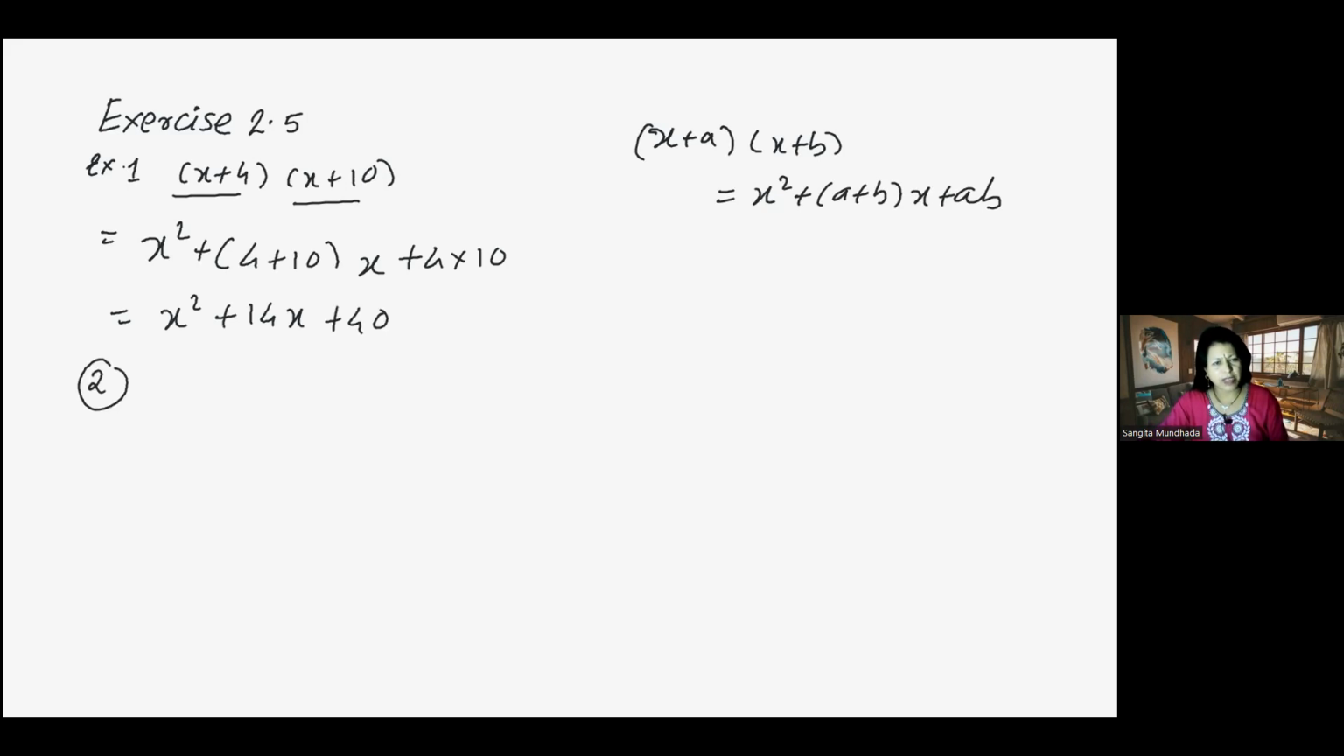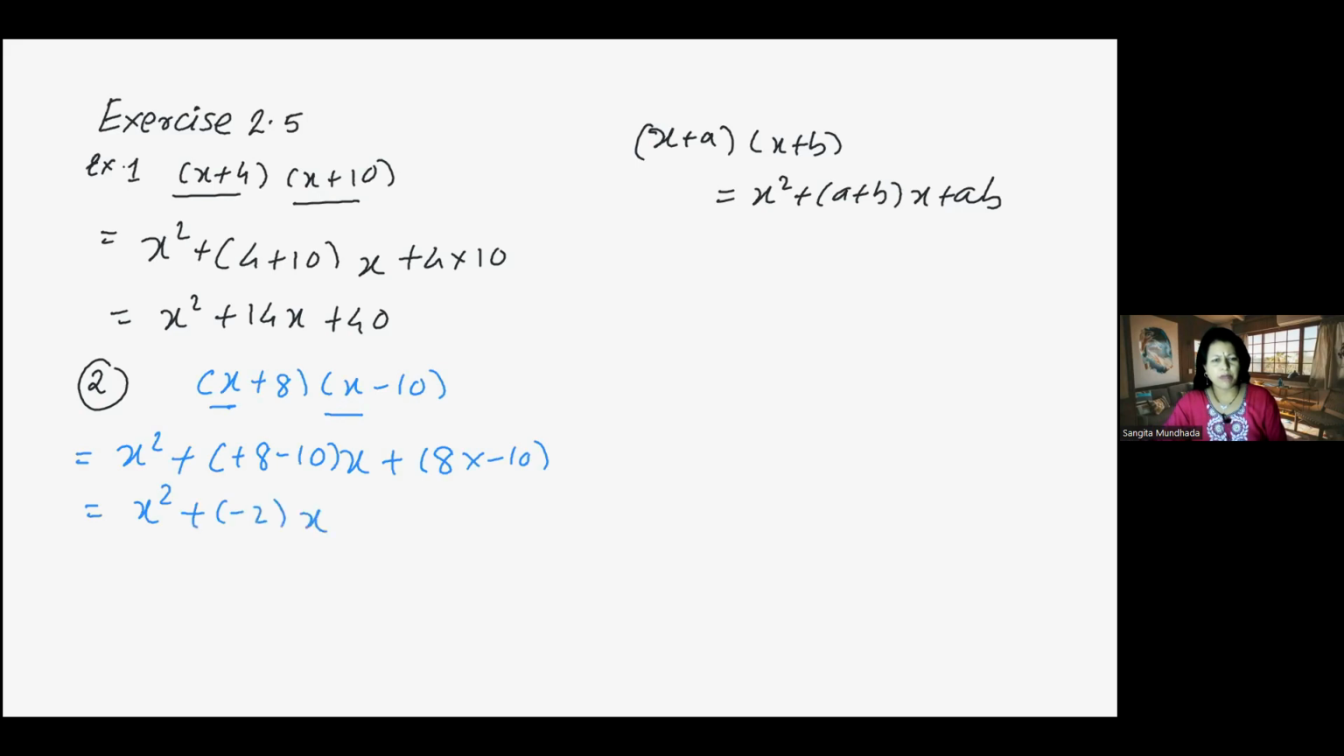Question 2, (x + 8)(x - 10). The same identity you can use here, (x + a)(x + b). You will get first term x square, then plus (8 - 10) into x plus 8 into minus 10, which is equal to x square minus 2x minus 80. Final answer: x square minus 2x minus 80.